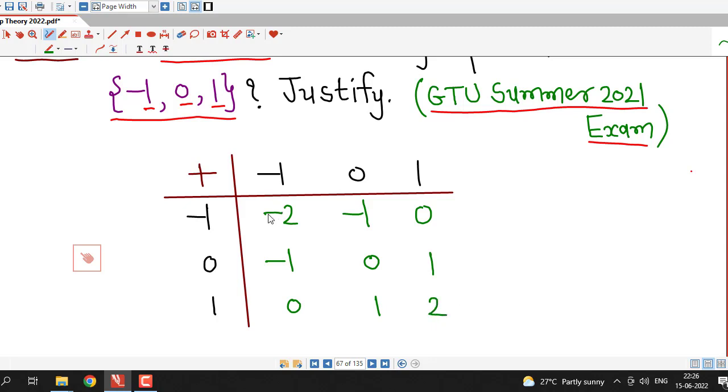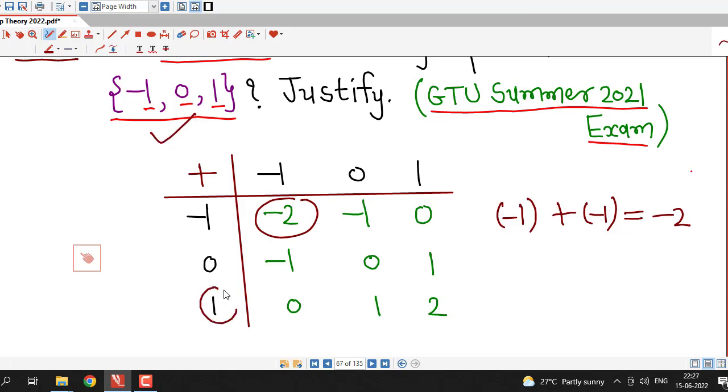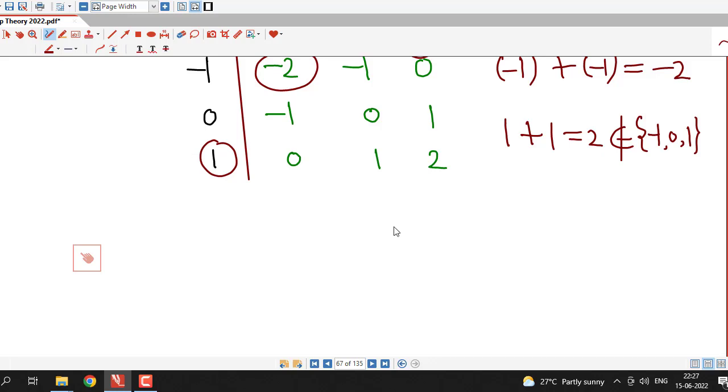So we can see if we take addition of -1 with itself, -1 plus -1, then we obtain -2. But -2 is not in the given set. Similarly, if we take addition of 1 with itself, we obtain 2, and it is not in the given set which has three elements -1, 0 and 1. So this is not a binary operation on the given set. So we can write in this way.